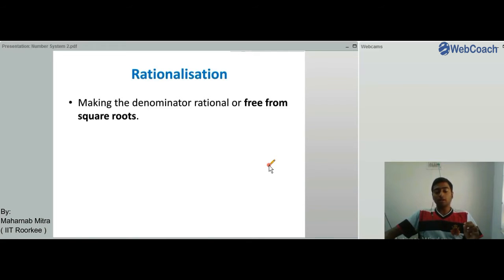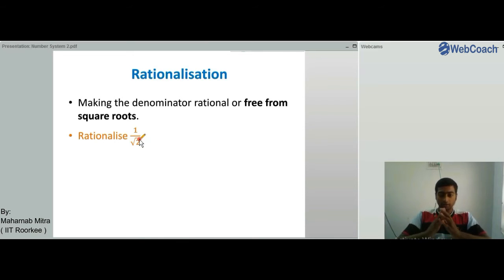Okay, so a method called rationalization, or making the denominator free from square roots, as stated here. This method is applied so that we can make the calculations with irrational fractions easier, as well as plot those fractional irrational numbers on the number line. Right? Now you know the definition of rationalization, making the denominator free from square roots. Now how do we rationalize 1 by square root 2? How do we make this denominator free from square root?